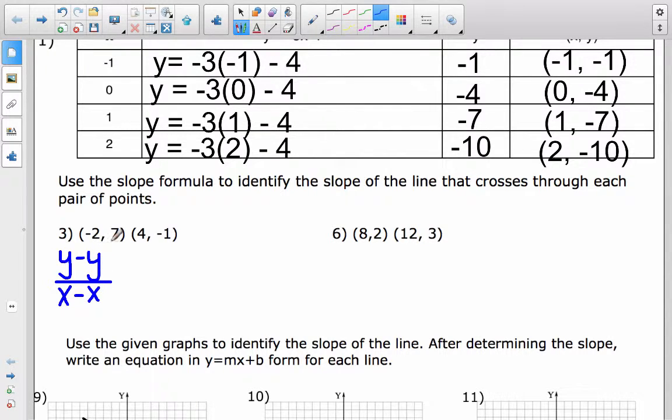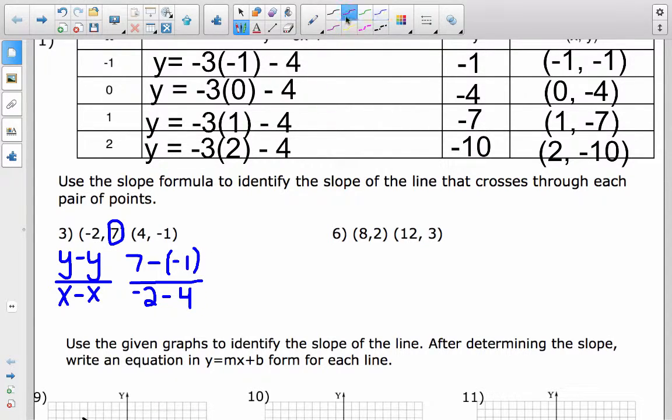I know that my y pairs are the 7 and the negative 1, so I can either do 7 minus negative 1 or negative 1 minus 7. I'm going to choose to start with the 7. So in my numerator, I'm going to have 7 minus negative 1. And because I started with the 7 for my y's, that determines that I have to start with its pair negative 2 for x's. So the denominator will be negative 2 minus 4.